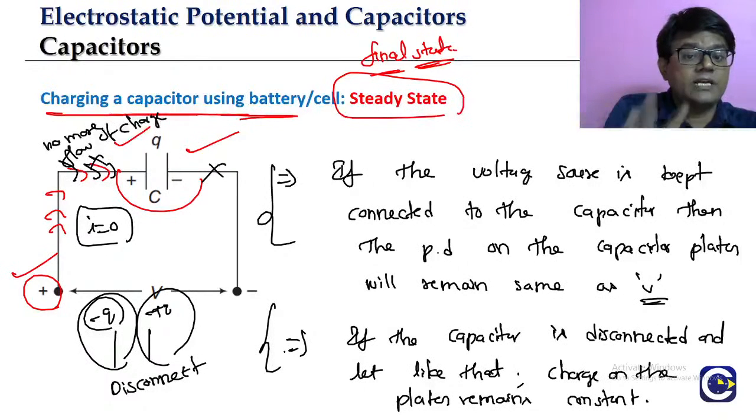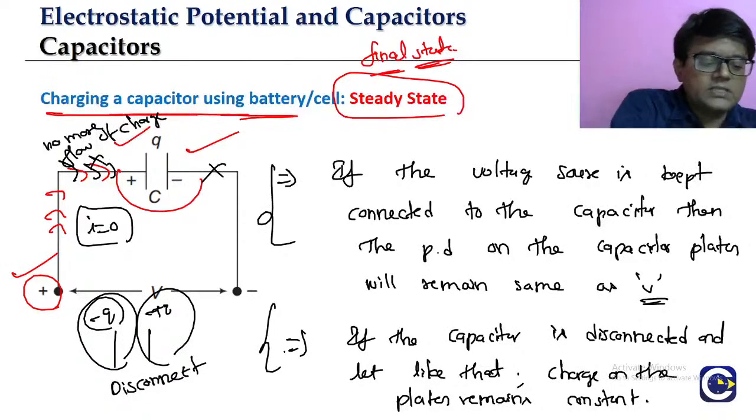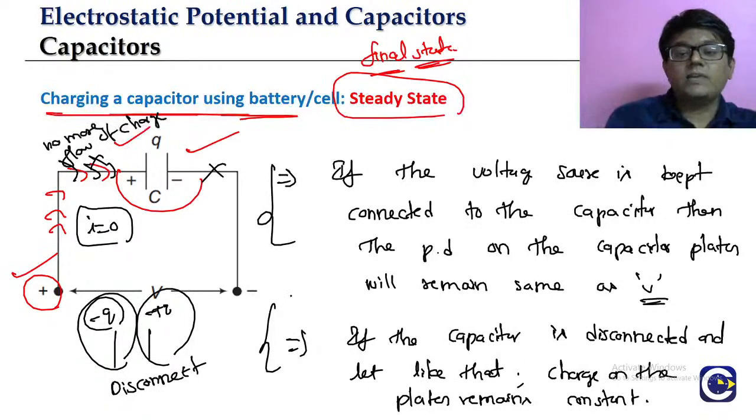After charging, what we can do generally is either leave it connected like that, in which case the potential difference will remain the same as the voltage source. Otherwise, if you disconnect it, the charge on the capacitor plates will remain the same when you leave it like that. If you connect an object or any other thing again, then there might be some changes, but if you just leave it isolated like that, the charge value on the capacitor plates will remain as it is. Okay? So this is what we can do after the charging.